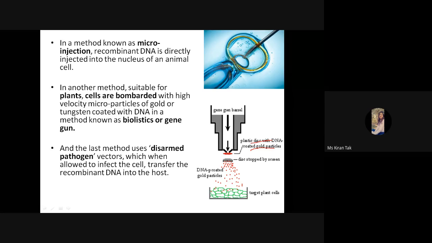And the last method used is the disarmed pathogen vectors. As we have discussed, in case of plants we use Agrobacterium tumefaciens, and in case of animals, retroviruses can be used for the transfer of the recombinant DNA into the host. So this is it for this session, and we'll continue this chapter in the next part. Thank you so much for listening.